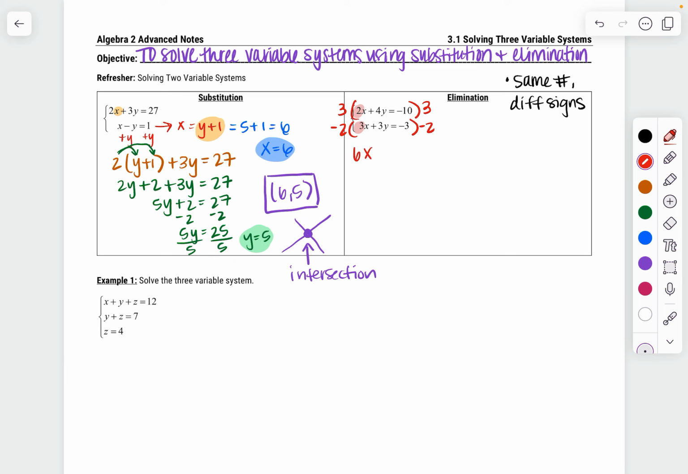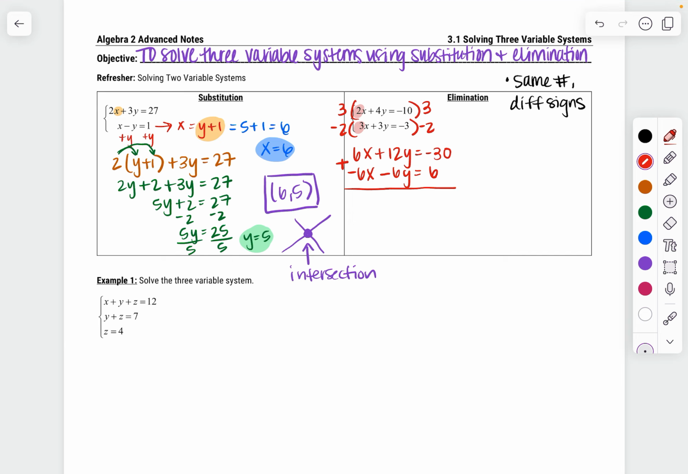I'm going to have 6x plus 12y equals -30 if I multiply all of those first terms by 3. Same thing, -6x minus 6y is equal to +6, because if I take a negative times a negative, I'm going to get a positive. Now, with elimination, it's also referred to as linear combination.